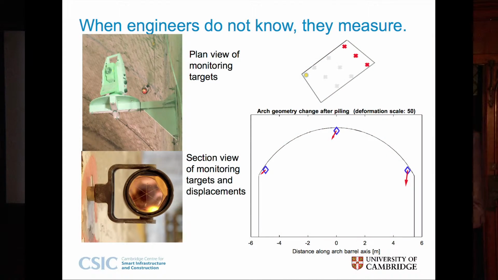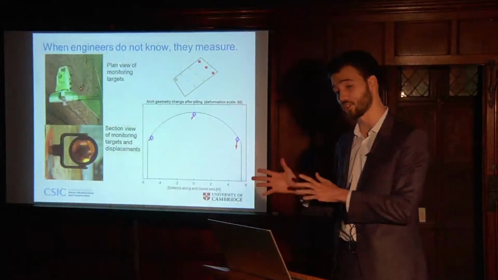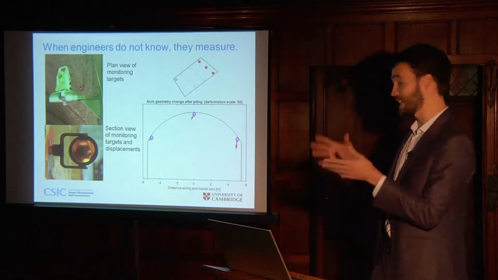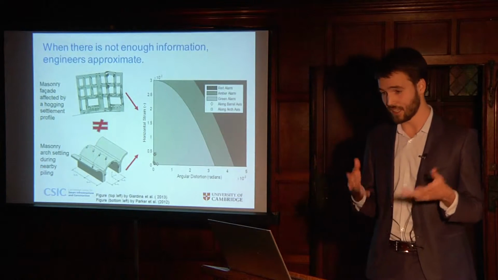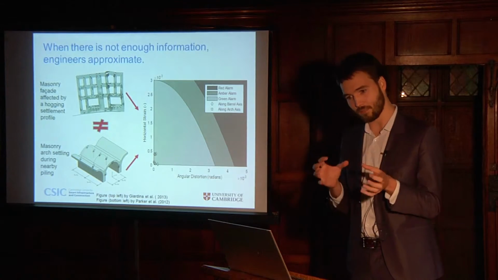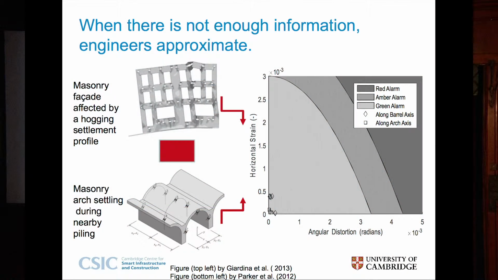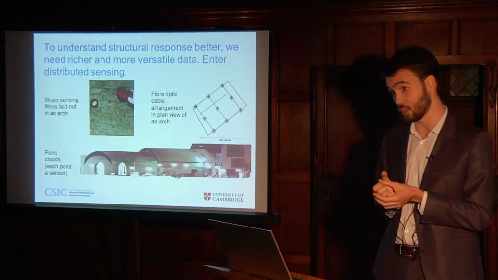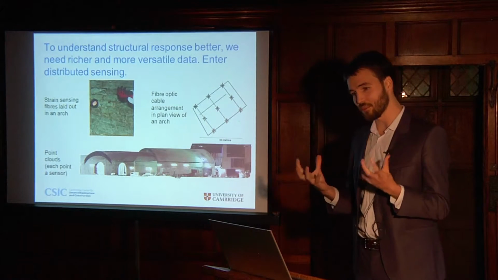There was an extensive monitoring network of total stations with a number of targets. We could understand how things were moving, and compare that to several movement thresholds. But the difficulty was understanding what the structure was doing, as it is composed of many millions of blocks. Also, because we didn't have enough detailed information, we needed to estimate damage from the total station data, using a method often used for masonry facades. But again, the difficulty is how to relate damage to the monitoring data. For masonry, we need more information.